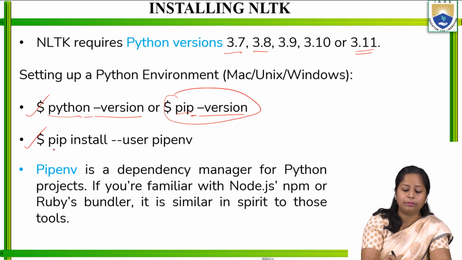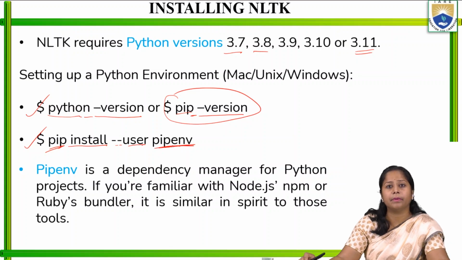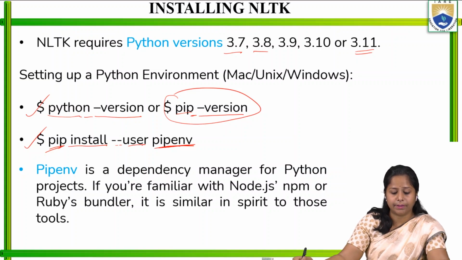Then after that, we need to write pip space install space dash dash user pipenv. That is a pip environment. So here we need to create a virtual environment, to set the path to use the different functionalities of the NLTK library.